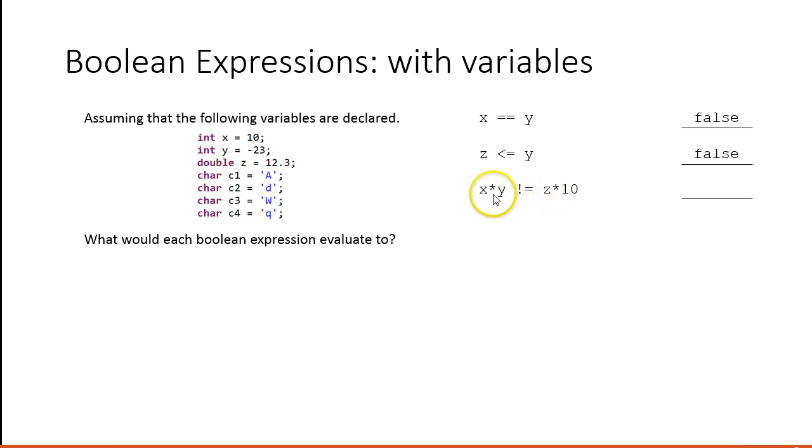We can do mathematical operations on the left and right side of the comparison operator. So x times y is not equal to z times 10. So x times y is going to be negative 230. Z times 10 is going to be 123. So that's true.